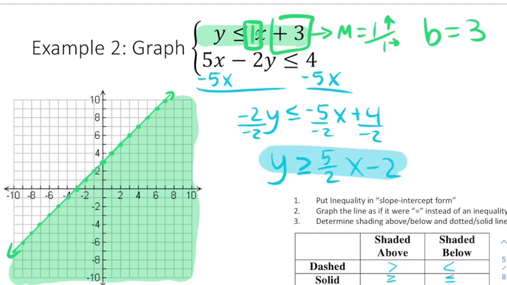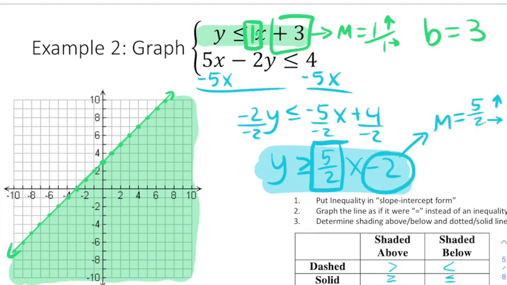Now that I've got this in slope-intercept form, I'll call this my blue inequality. The slope is 5/2, and my y-intercept is -2. So I put that -2 on the graph. I go up 5 and over 2, and I keep going until I run out of room.